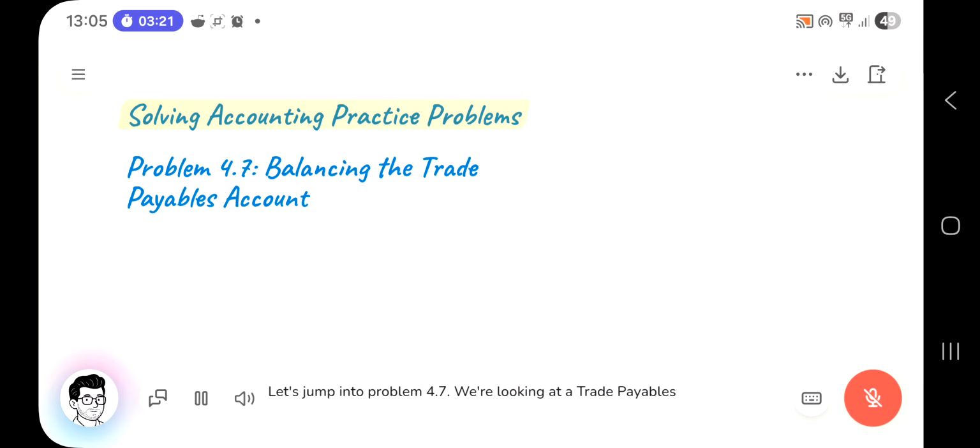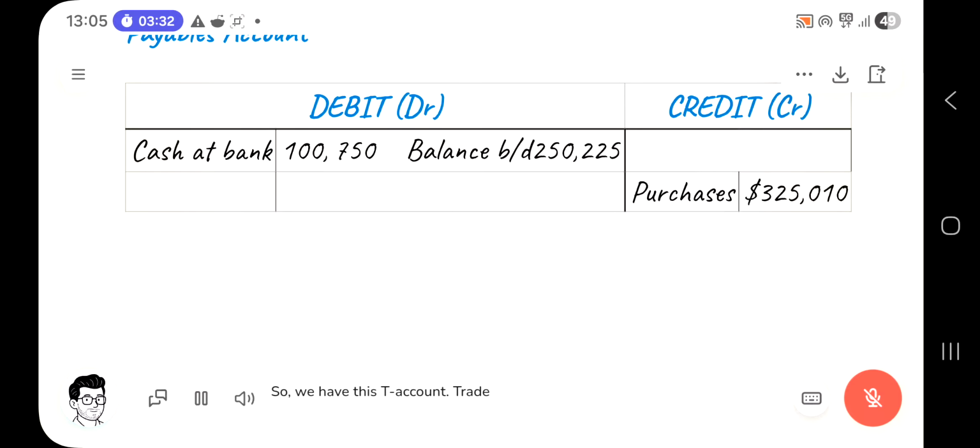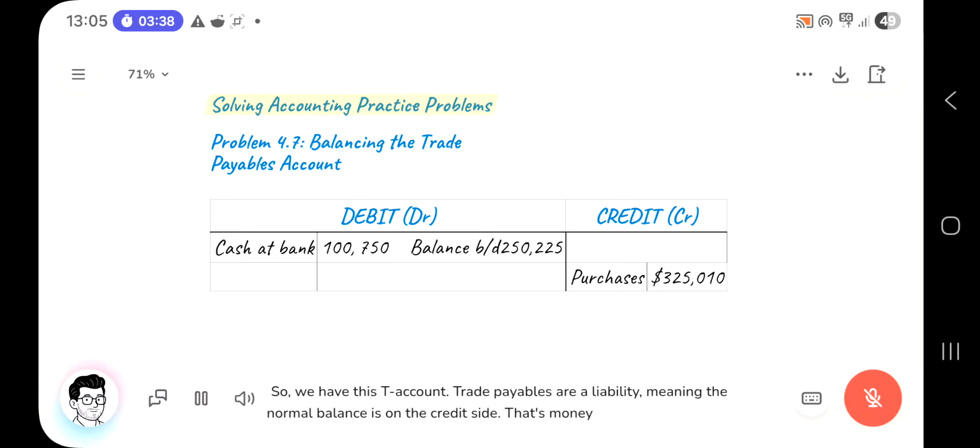We're looking at a trade payables account that needs to be balanced off. So, we have this T account. Trade payables are a liability, meaning the normal balance is on the credit side. That's money we owe to suppliers.